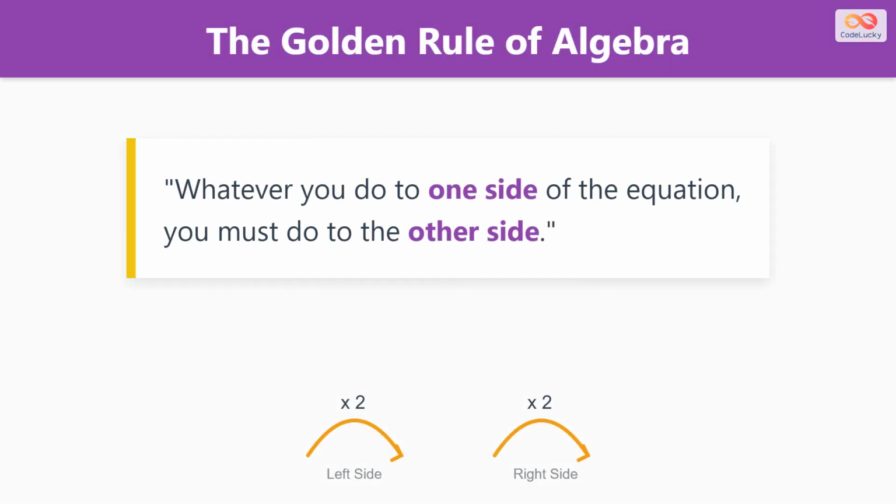This brings us to the golden rule of algebra. Whatever you do to one side of the equation, you must do to the other side. Imagine doubling the weight on the left side. To keep the balance, you must also double the weight on the right side. This concept of doing the same thing to both sides is the key to solving equations.